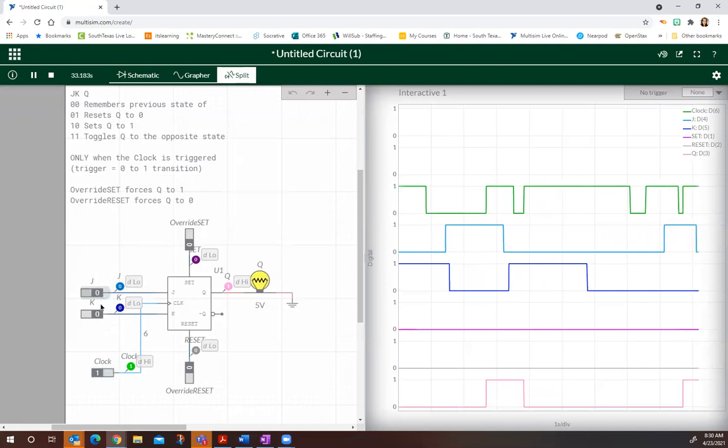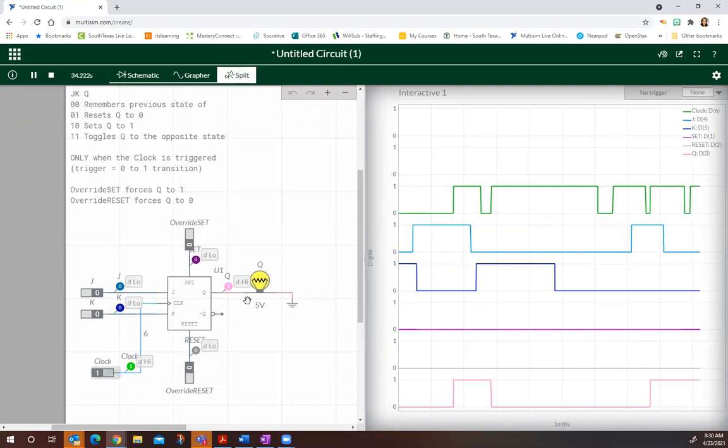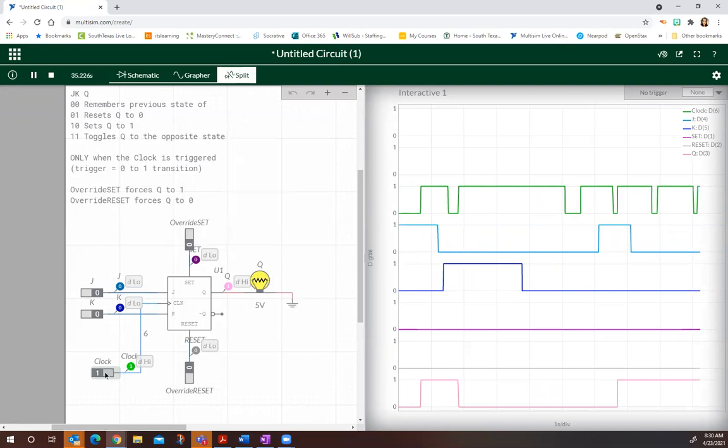Now, if I go to 0, 0, it's going to remember that state. Let go of the trigger, press the trigger. Now it's remembering a 1. So as you can see here, the input 0, 0 remembers whatever it was. If Q was 1, like in this case, let go, press it, it remembers a 1.